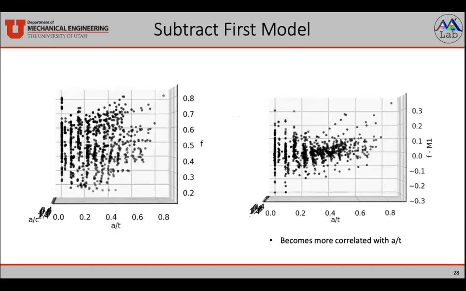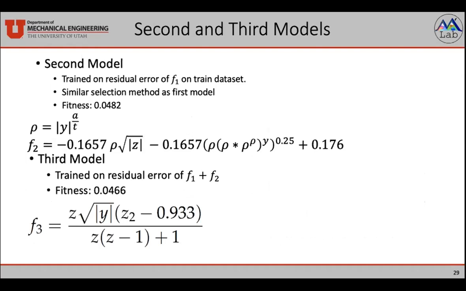This illustrates how that could possibly be beneficial. Here on the left, we have the raw data plotted with F with respect to a over t on the horizontal axis. We can see there's a lot of spread and not a lot of correlation between F and a over t. However, when we subtract that first model, F1, from F and get our residual error here, that scatter sort of collapses and we can see more of a correlation with a over t. This proved useful because our equation that we trained on this residual error was then dependent on a over c and our initial crack orientation.